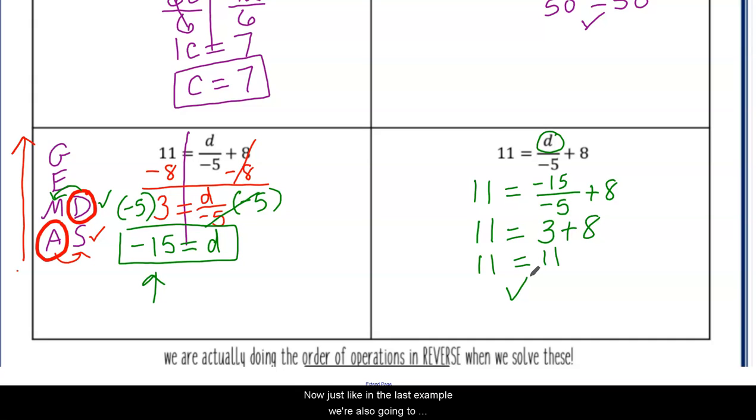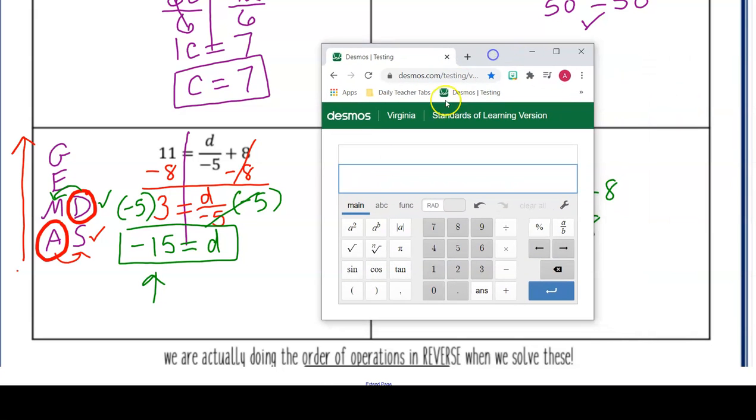Now, just like in the last example, we're also going to look at how we can check using the Desmos calculator. So I'm going to bring that in next. And I'm going to put in this part here. If you guys take a look, this part of our equation, not the 11. We want to see if what we got for d will give us 11.